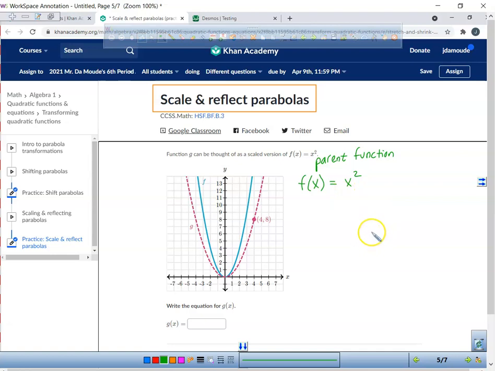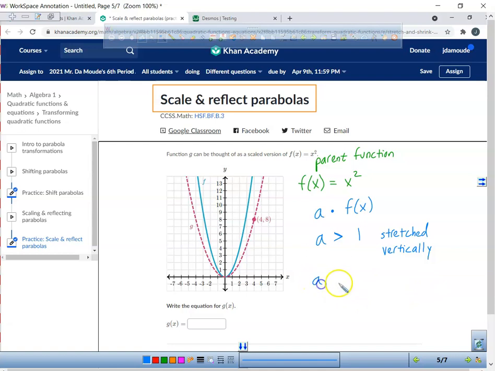Now, I want you guys to know how to scale stuff. There are 2 things you've got to be aware of. If I take an a value, just think of a as a number, and I multiply it to f of x, we're scaling it. We're multiplying it by a number. If the a value is bigger than 1, we call that stretched vertically. I'll explain what that looks like. What does it mean to be stretched vertically?